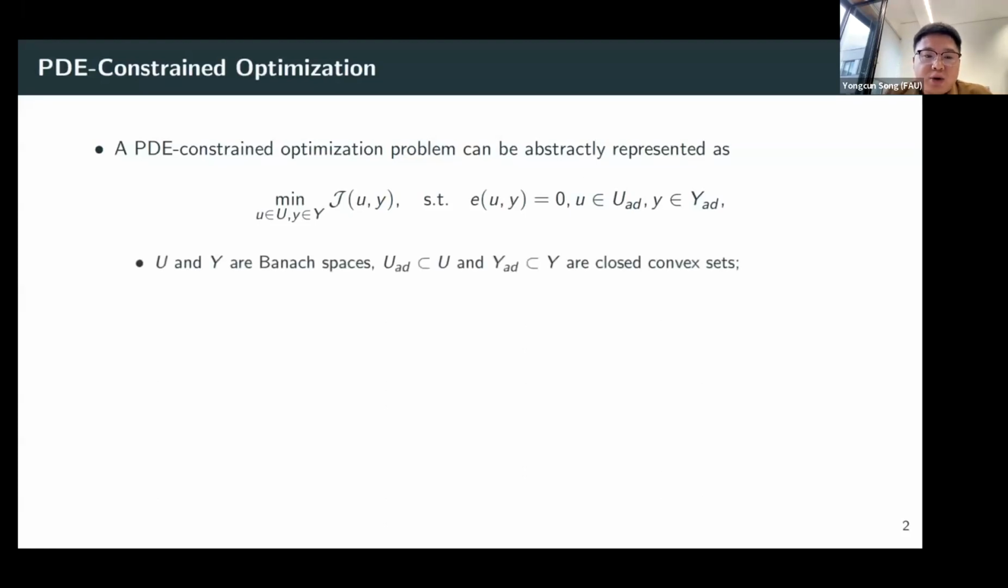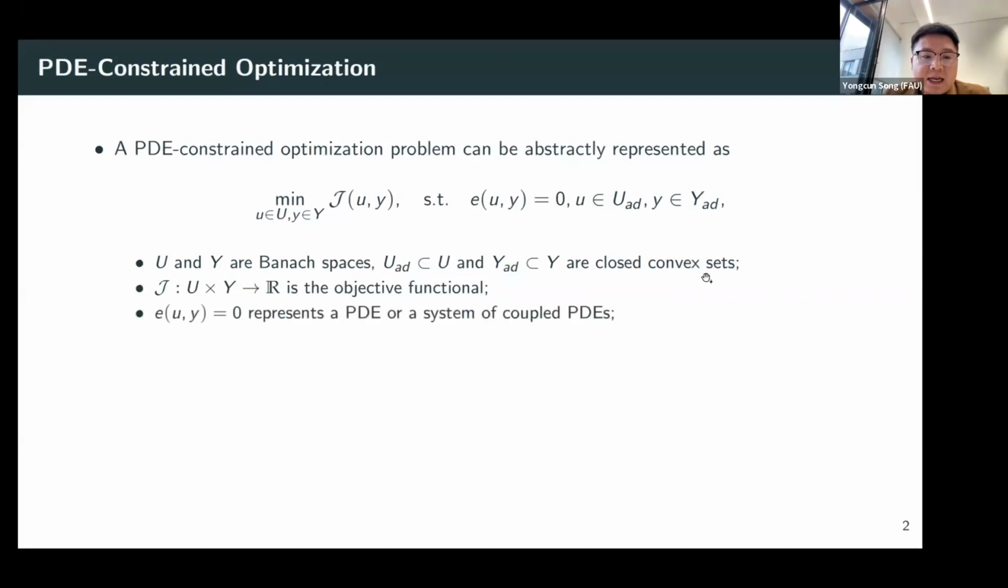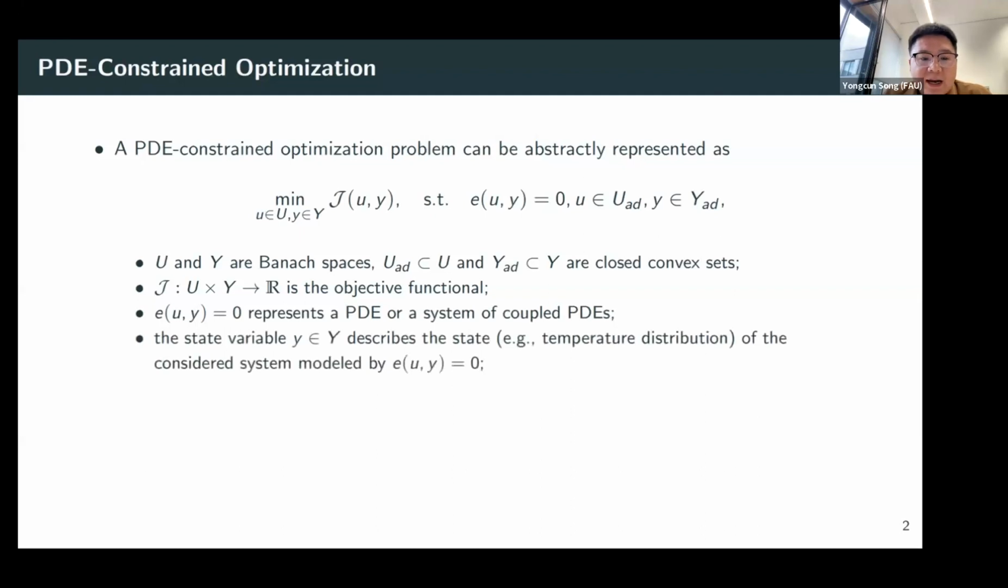And mathematically, a PDE-constrained optimization problem can be represented as this model. Here, U and Y are Banach spaces or some other proper function spaces. And U_ad and Y_ad are closed convex sets. And J is the objective functional to be minimized. And E represents a PDE or a system of coupled PDEs. That is, we use this PDE to describe the physical processes that we are interested in.